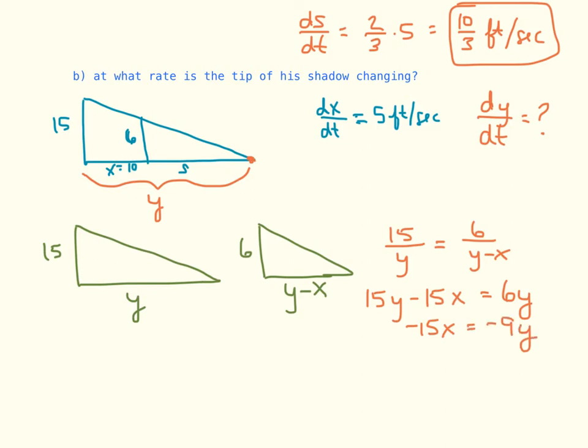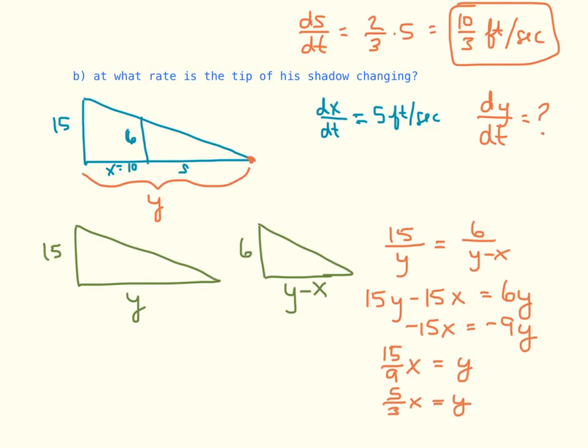This time I'm solving for dy/dt, so I want to get y in terms of x. So I want to get rid of the negative 9 here. So I'd have 15/9 x is equal to y, which of course is the same, if I divide top and bottom by 3, as 5/3 x is equal to y.